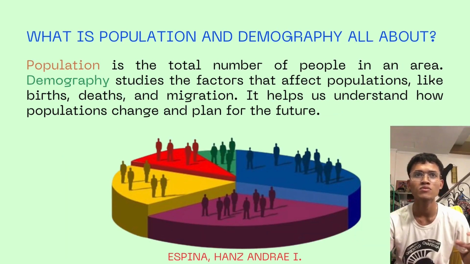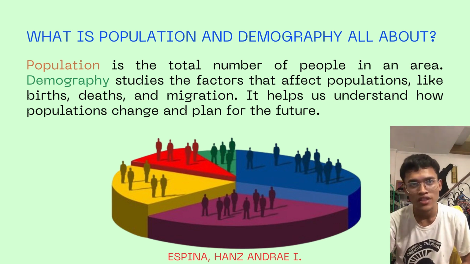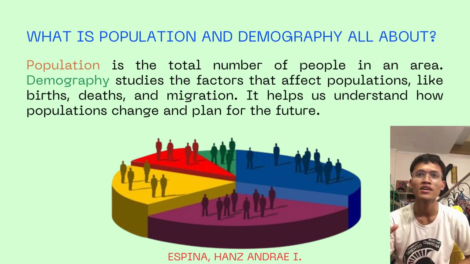So, what is population and demography all about? Population is the total number of people in an area, and demography studies the factors that affect population like births, deaths, and migration. It helps us understand how population changes and plan for the future.